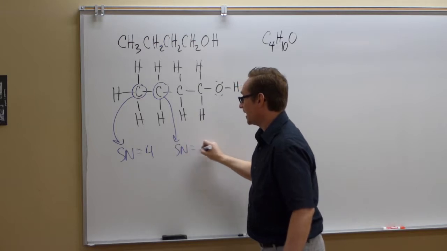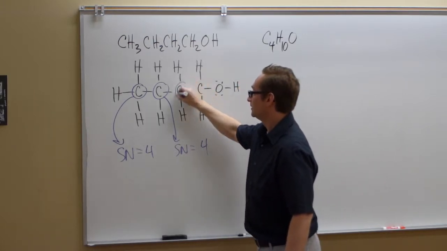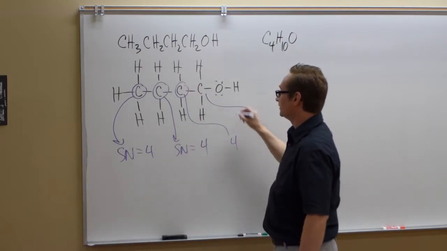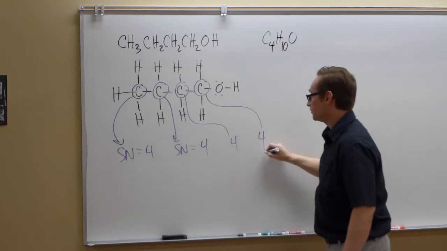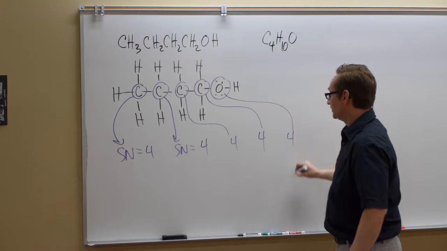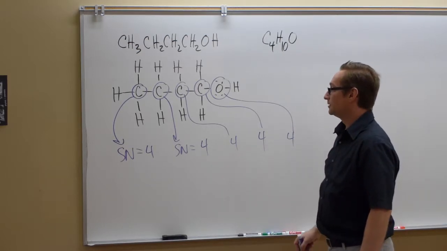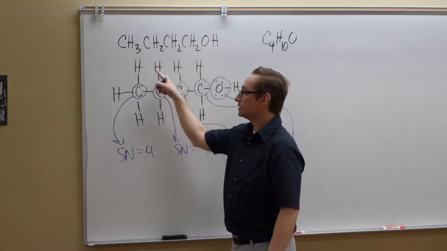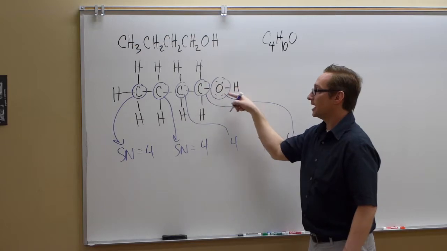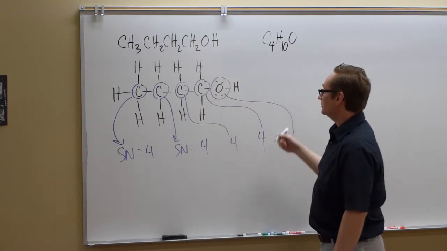Steric number of that carbon? 4. And this one, that's also steric number 4. And this one, that's also steric number 4, right? Why are these 4? Four bonded atoms all around it, right? Why is this one a 4? Because it's got 2 bonded atoms and 2 lone pairs. Okay, so they're all steric number 4.